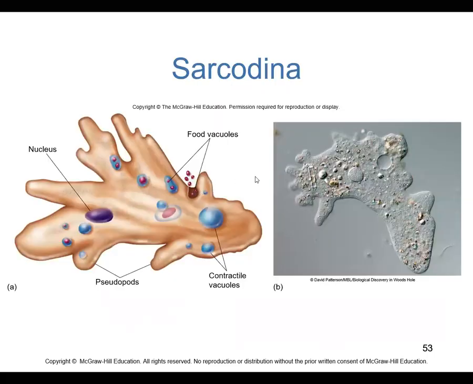Over here, you have the Sarcodina. So this is the amoebas. You see the cytoplasm and all the organelles in them, and they'll produce what we call the pseudopods, where they have extensions that reach out and pull the organism along, and then they engulf food.